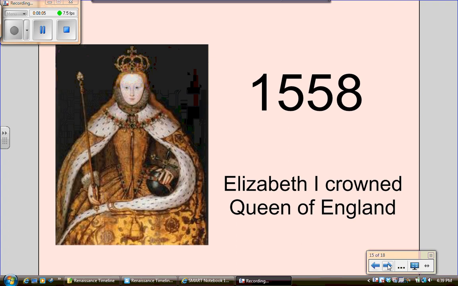In 1558, Elizabeth I is crowned Queen of England. She becomes the predominant Protestant monarch in all of Europe. And although she spends most of her time at war with most of the Catholic countries, she manages to keep England mostly at peace, and using her very skillful diplomacy, is able to balance the power and keep her country from being invaded.